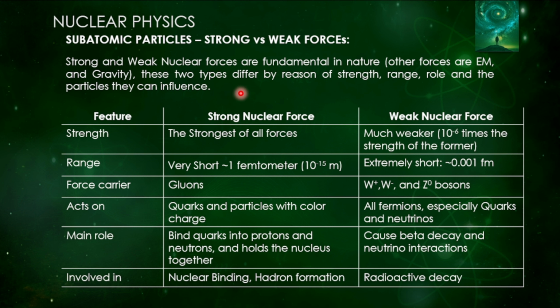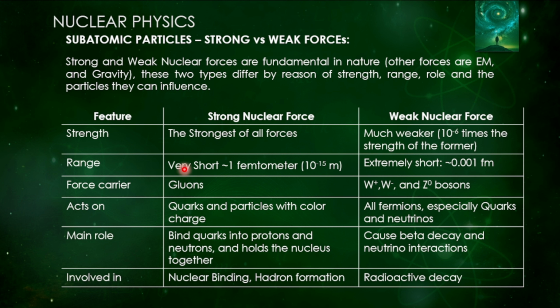Now, starting from strength. The strong nuclear force is the strongest of all forces. Why? Because it binds particles like neutrons and protons together with a huge pull, with a huge force. However, it has a short range. We're gonna see that. As for the weak nuclear force, it is much weaker, 10 to the power minus 6 times the strength of the strong nuclear force.